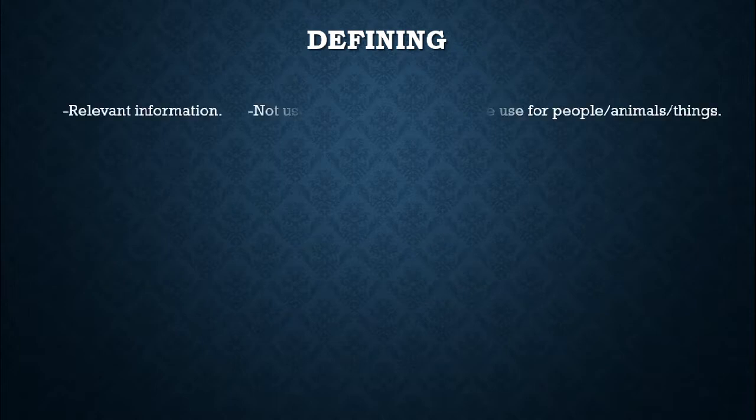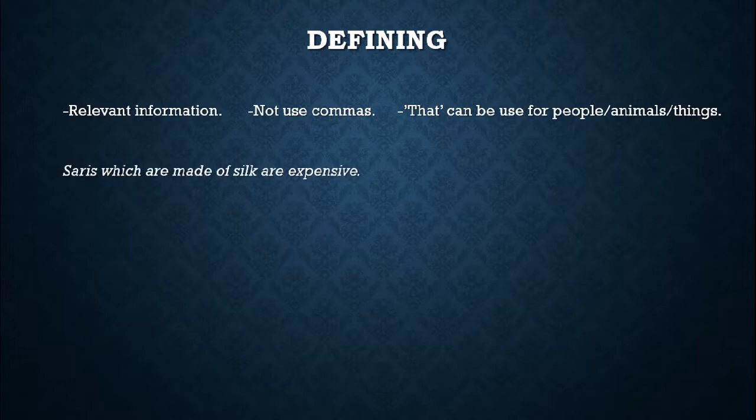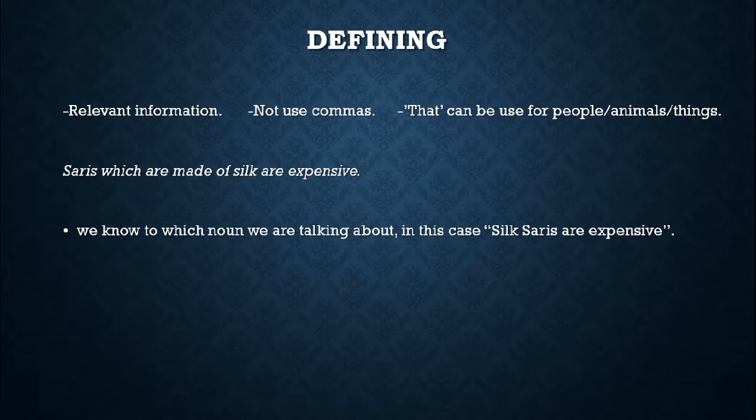Defining relative clauses give relevant information. Do not use commas to set off defining elements, and that can be used for people, animals, or things. For example, saris which are made of silk are expensive. We know which noun we are talking about. In this case, silk saris are expensive.